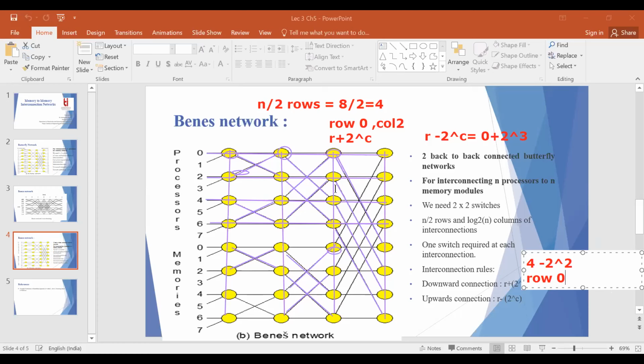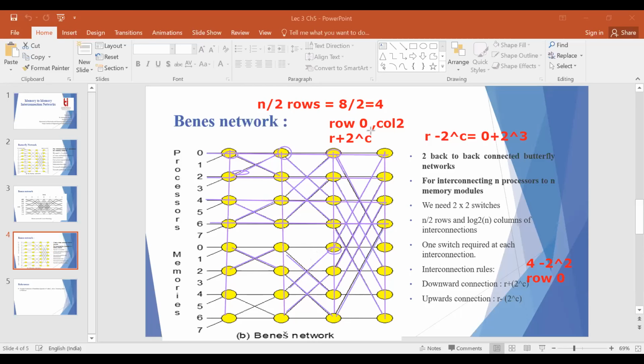We have to start only from till where we have calculated. So till column number 3 only we have to start, right? And this gives me row 0. If I calculate for the next one, this is 1. So this is row 5 minus 2 raised to the power 2, which is 4, gives me row 1, right? Row 6 minus 4 gives me row 2, and row 7 minus 4 gives me row 3.